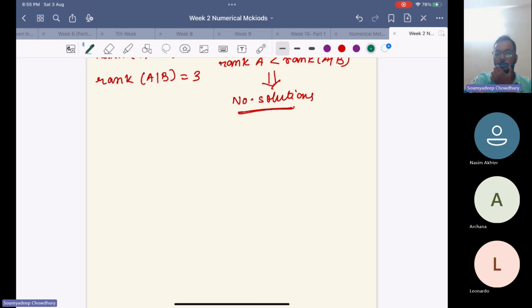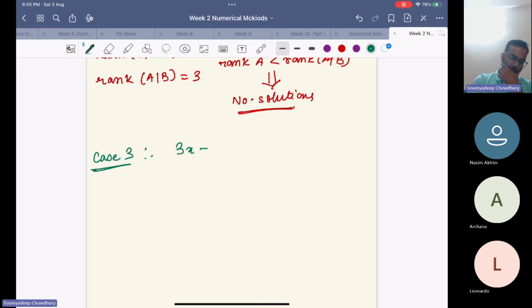Leonardo, can you clarify what you meant by 2 factorial equals to 3? It's better if you can unmute yourself and speak up. Okay, fine. We'll move to the case 3.